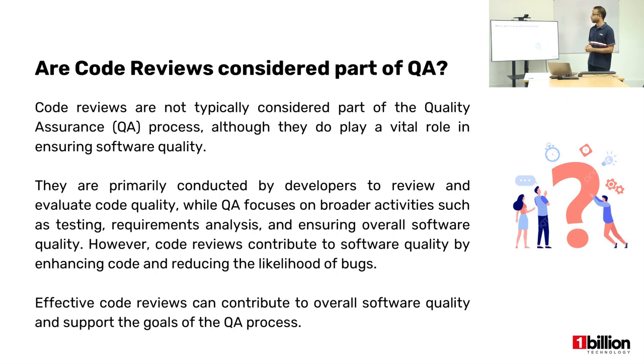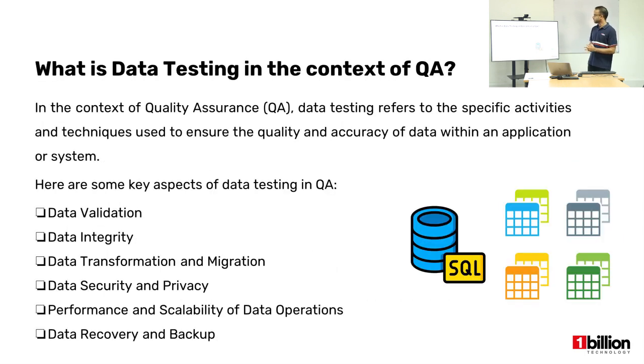So this is another topic, apart from code reviews. What is data testing in the context of QA? When we talk about data in the context of QA, quality assurance, data testing refers to specific activities and techniques that are used to ensure the quality and accuracy of data within the application. So this point is simple and straightforward. Data needs to be accurate in any system. So in order to maintain that accuracy and quality within the application, we need to do techniques such as data testing.